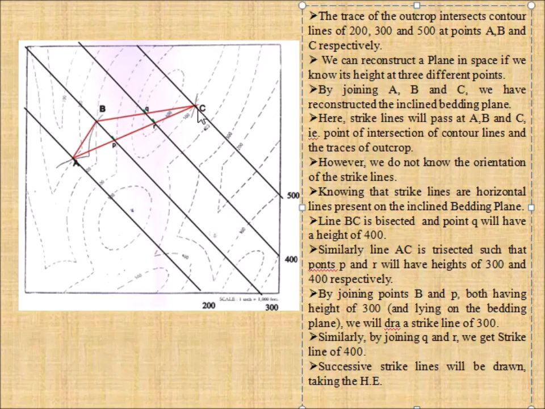Similarly, at point C, we'll have a strike line of 500. So all these strike lines naturally would be parallel to each other. Similarly, at point A, there would be a strike line of 200. So by joining these, and we know the horizontal equivalent which is here, we'll draw strike lines successively on the entire map.